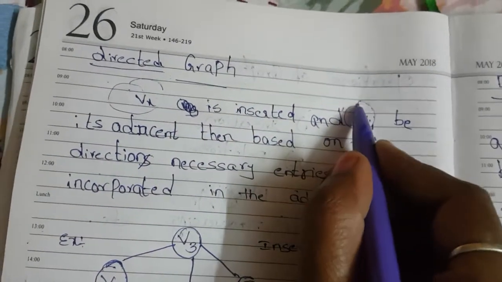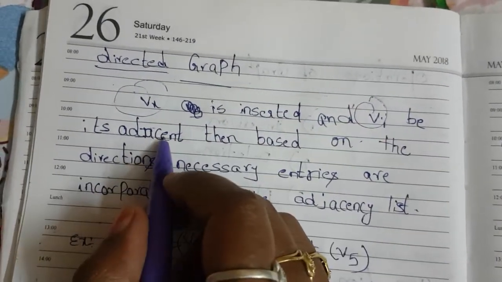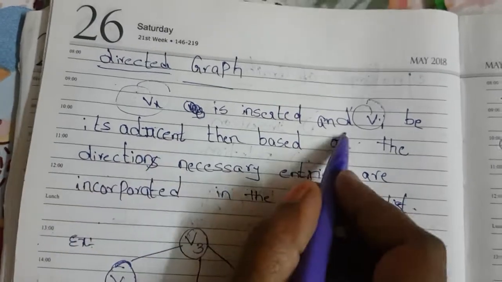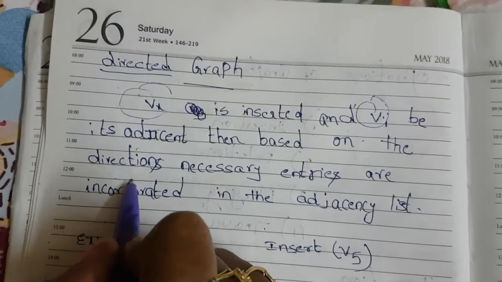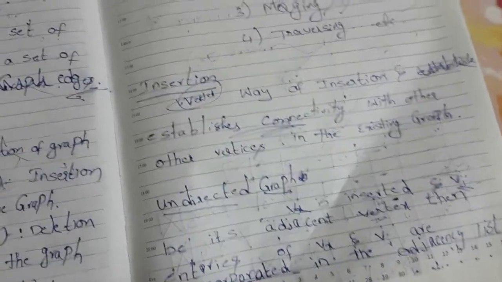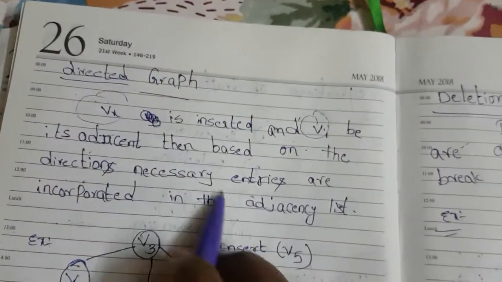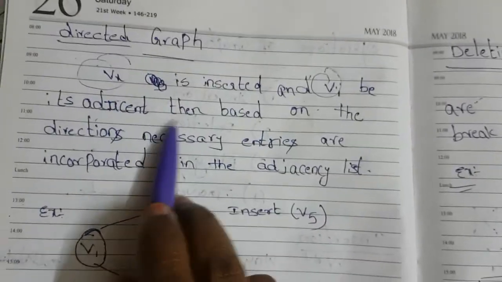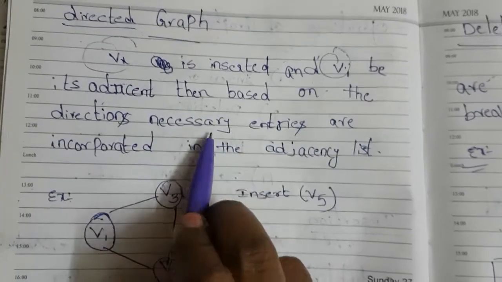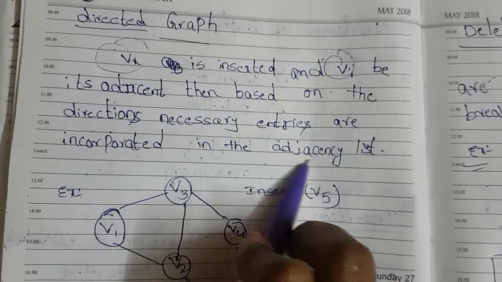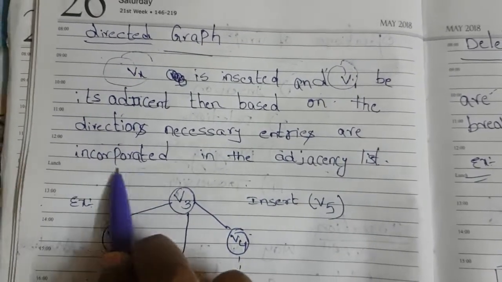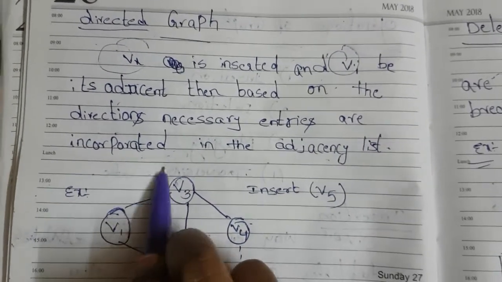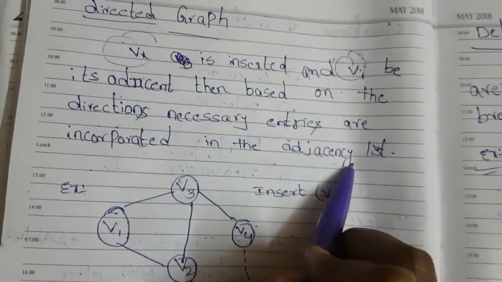V of i is adjacent. Adjacent is nothing but the already existing graph. Then based on the directions, here there are no directions. Why? Because this is an undirected graph. Directions means every edge has some direction. Based on the directions, the necessary entries are incorporated into the adjacency list. Necessary incorporation is nothing but establishing connectivity in the adjacency list.